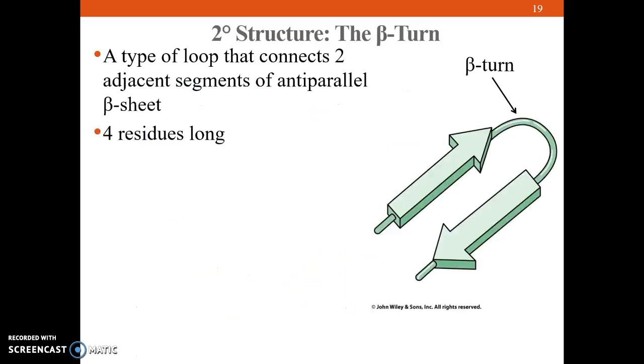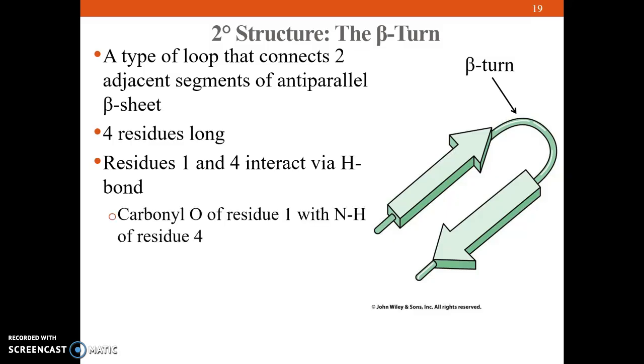One little extra thing you may read about when you're doing your take-home quiz is that the secondary structure, sometimes if you have a special loop on a beta sheet, it's called a beta turn. Sometimes people just call it a loop. Okay, it's 4 residues long, and 1 and 4 may interact with each other in a hydrogen bond. So that's the carbonyl oxygen of residue 1, once again with the amine of residue 4. It's a beta turn, it's flexible. It's not part of the sheet, but because it connects two beta strands, it gets a special name.